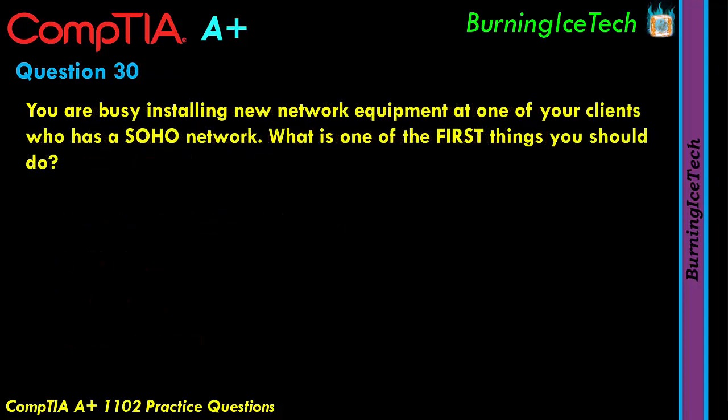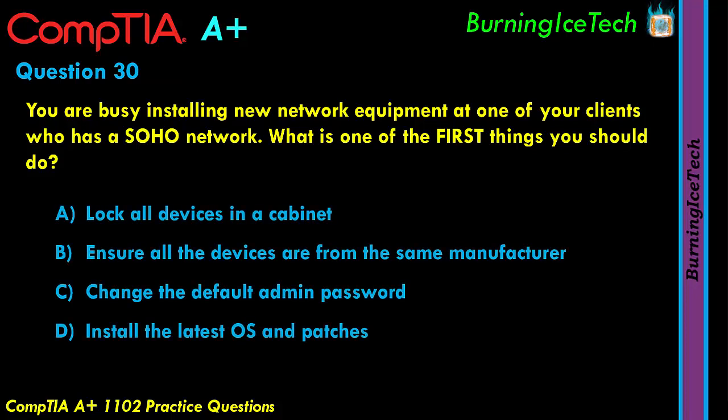Question 30. You are busy installing new network equipment at one of your clients who has a SOHO network. So that's short for small office, home office network. It's a small business. What is one of the first things you should do when you install a new piece of network equipment? Is it A, lock all devices in a cabinet? Is it B, ensure all the devices are from the same manufacturer? Is it C, change the default admin password? Or D, install the latest operating system and patches?